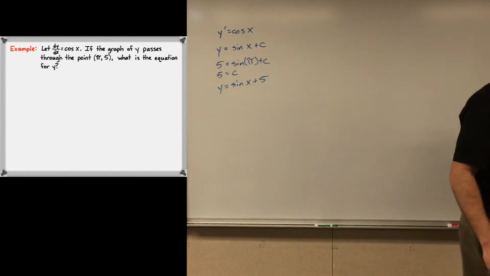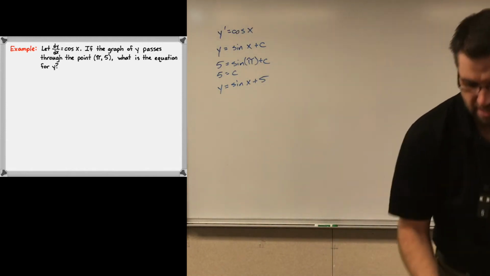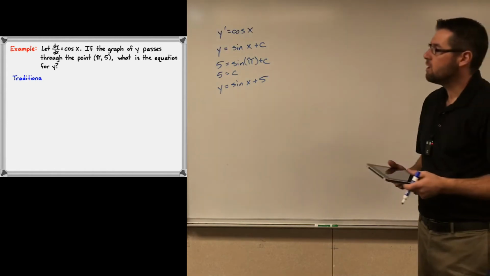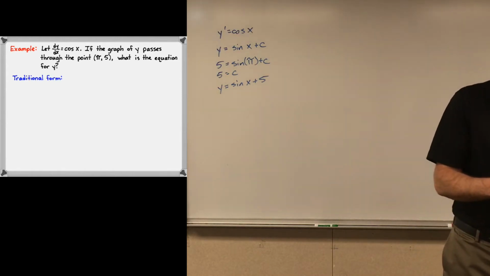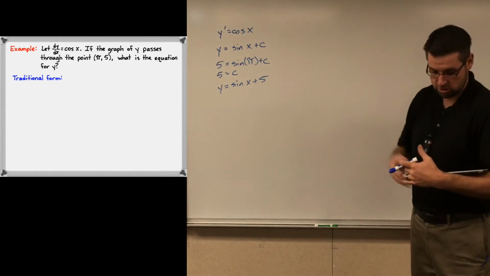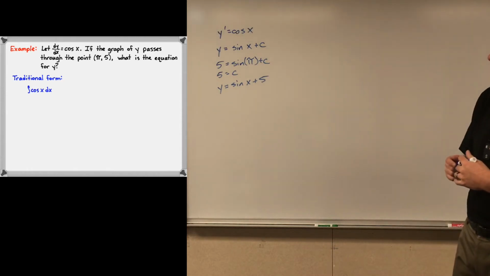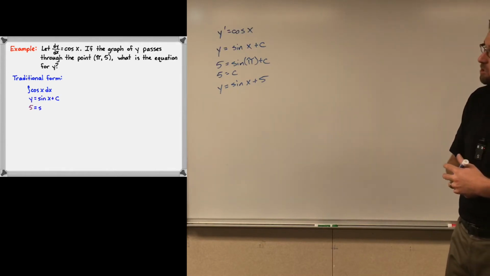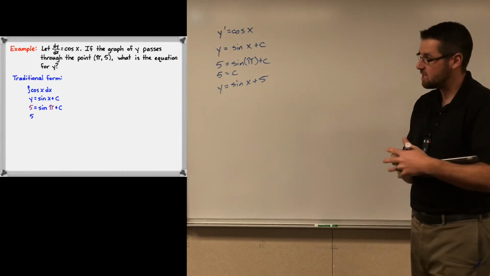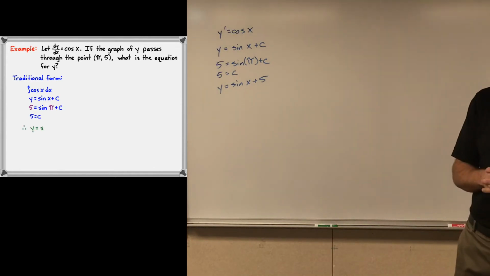Right? Easy, right? Okay, so I'm not trying to trick you today, but we do have to note that there's a different way to write this. This is called the traditional form. So you just take the antiderivative. The notation would be the integral of cosine of x dx. When I do that, I get plus c, and then I plug in my initial condition to find out what c is, and then rewrite the function.